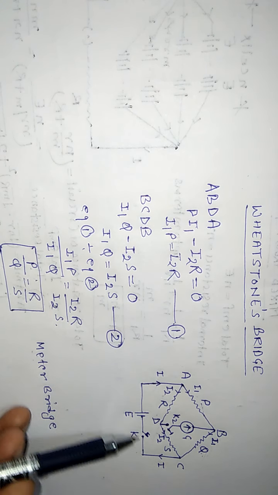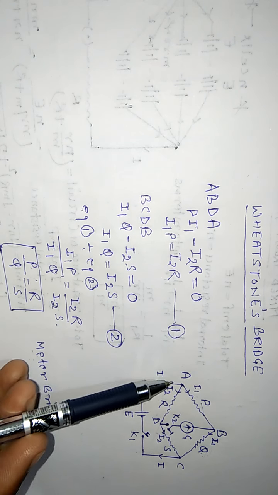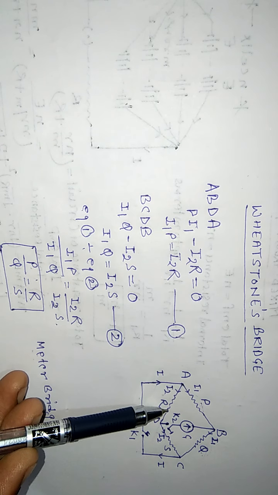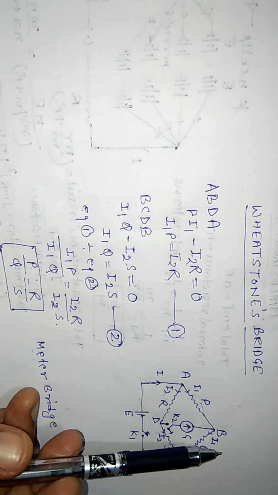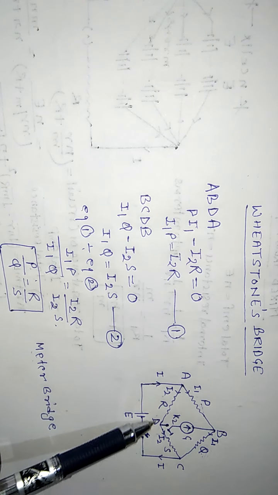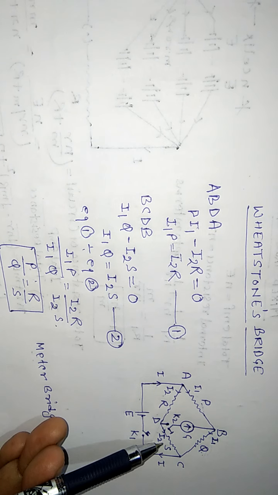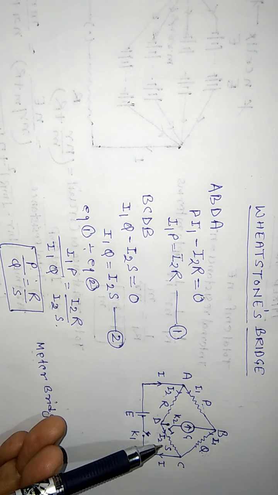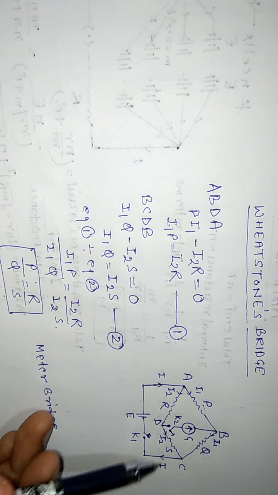As the current I flows through this cell, and after reaching A, it divides into I1 and I2. In the balanced condition of Wheatstone bridge, there is no current between B and D, meaning B and D are at the same potential. In this situation, the galvanometer shows no deflection, and this situation is called balanced Wheatstone bridge, or the balance condition of a Wheatstone bridge.